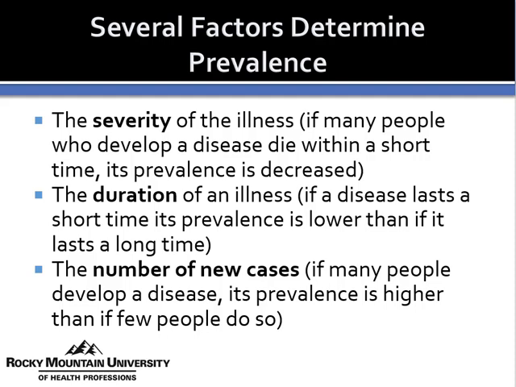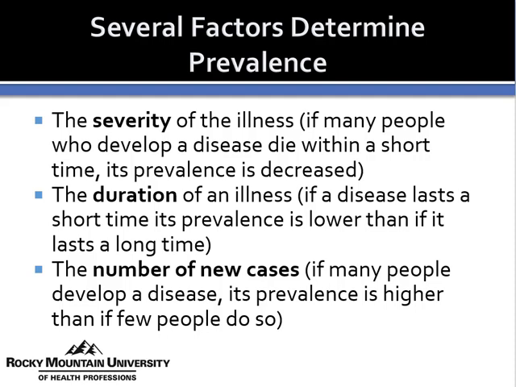Different things can have an impact upon prevalence. The severity of the illness: if many people develop the disease and go on to die within a short period of time, the prevalence may be decreased. It's hard to count people if they pass on before you can count them. The duration of an illness: if the disease lasts for a short period of time, the prevalence is going to be lower than if it lasts for a longer period of time. It all gets into how you can capture, how you can count the population.